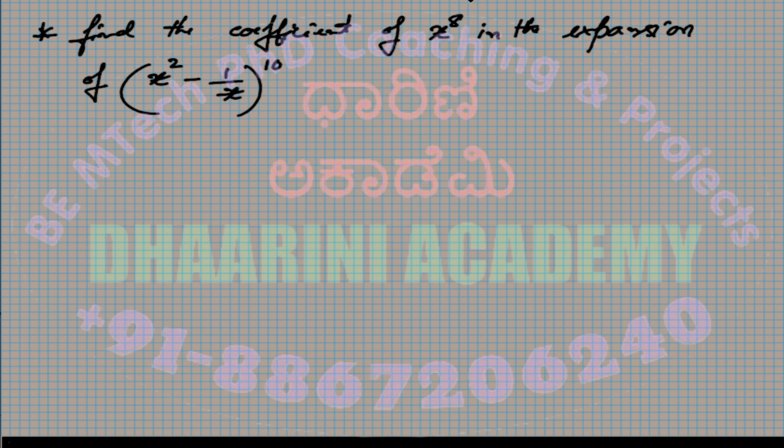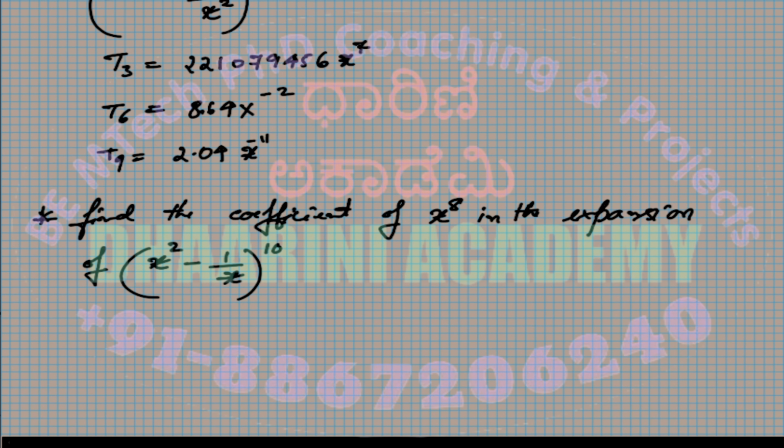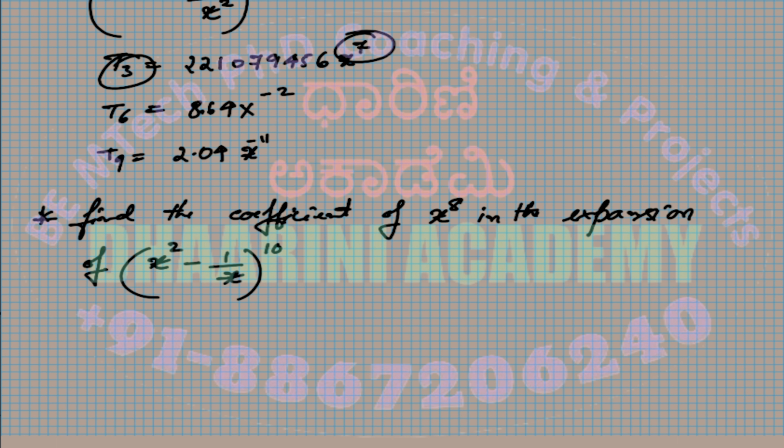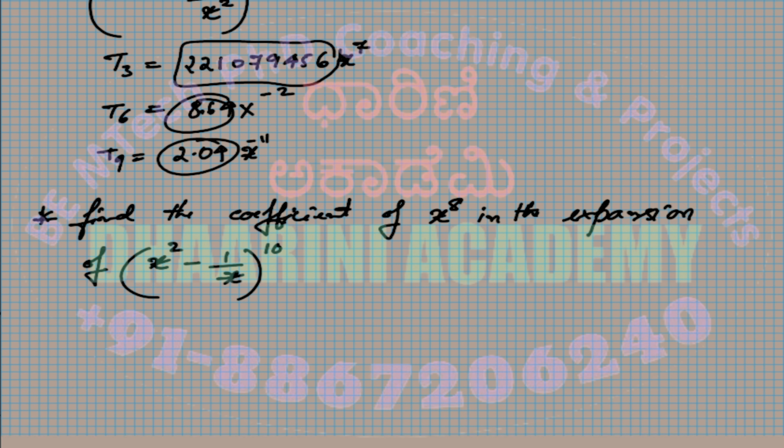x to the power 8 can come anywhere. It's not the eighth term. You see the example: x to the power 7 came in the third term in the previous problem. We can get x to the power anything at any term, and I don't know what term it is. So now the question is, what is the coefficient of x to the power 8? Which means some number is the answer, like 22107946 or 8.64 or 2.0 or something like that. We have to give an answer. This is the coefficient of x to the power 8.